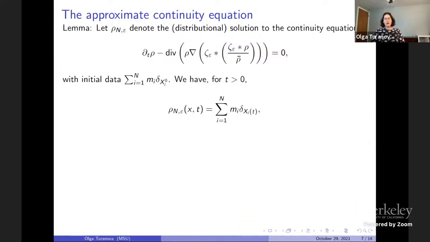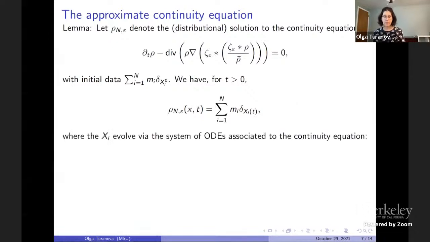Then for t positive, my solution remains a sum of Dirac masses. They started at some locations x_i of 0, and they're now at some locations x_i of t. I'll tell you how these locations evolve. These locations x_i of t evolve via a system of ODEs associated to this continuity equation, and I'll write it out again explicitly for you to see.